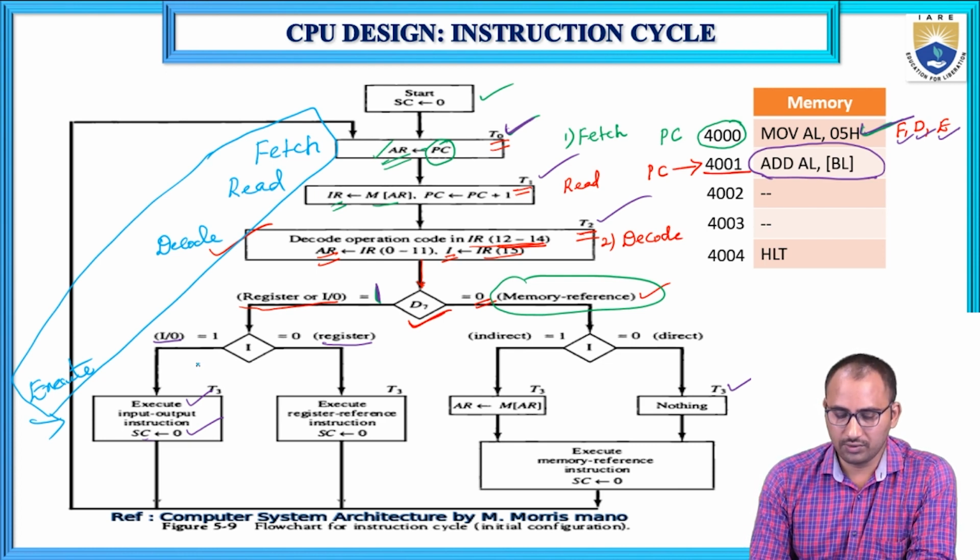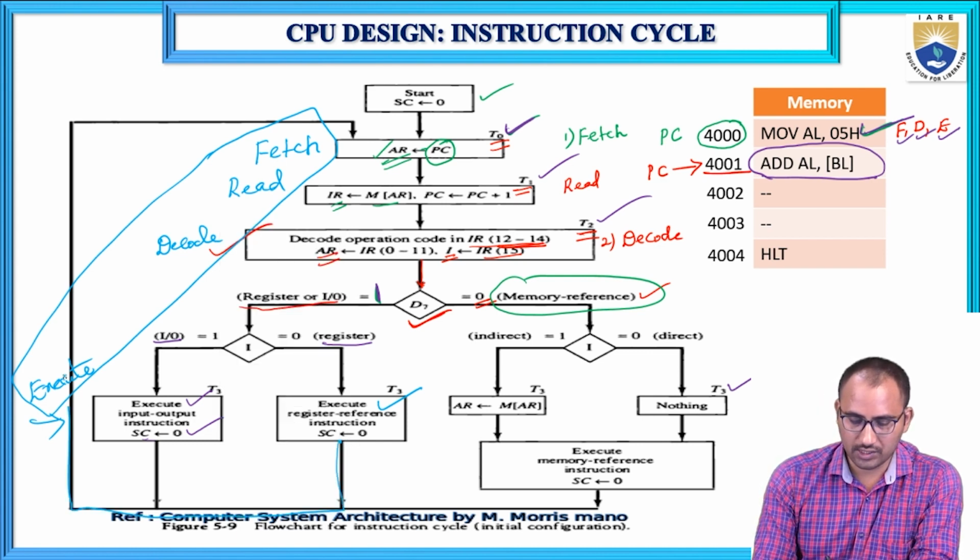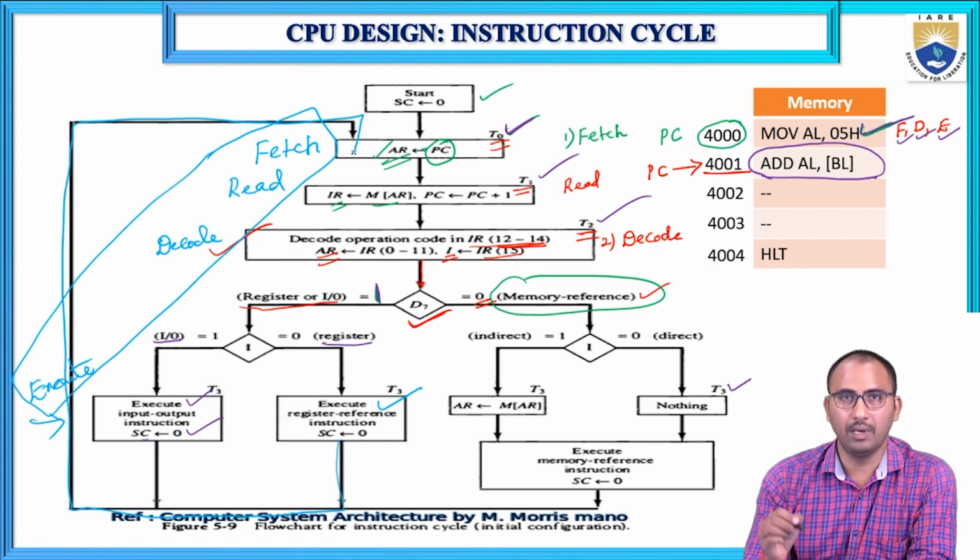So we have seen the IO reference instruction. Similarly, when I is equal to 0, it is a register reference instruction. It will be executed during T3. Then the sequence counter is initialized to 0, so that the next instruction will again be fetched from the memory.